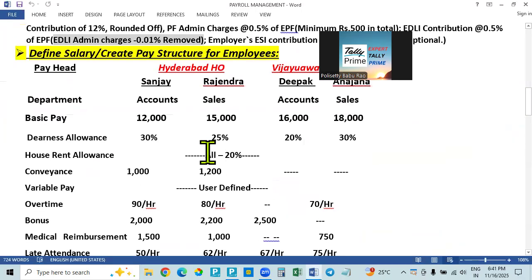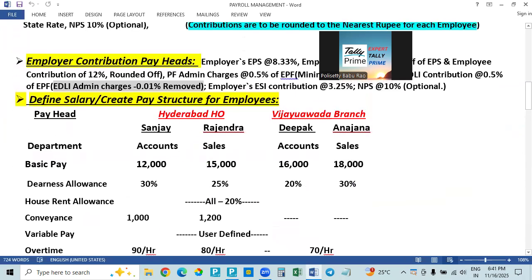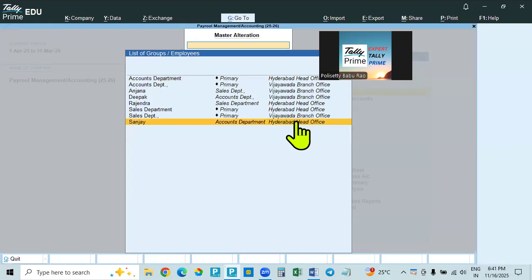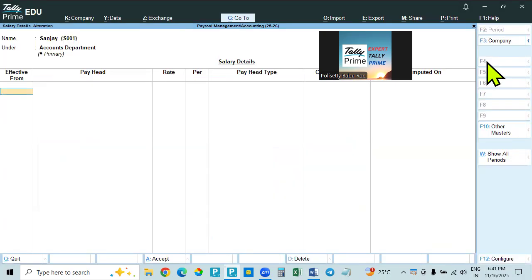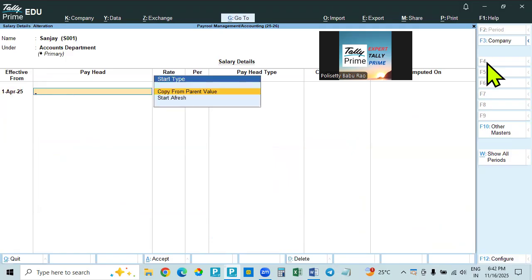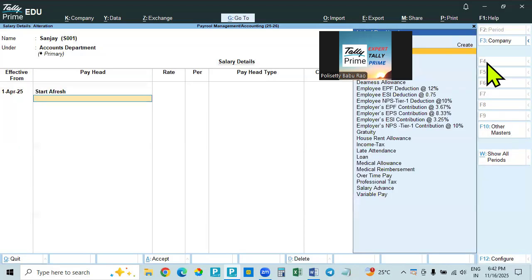First of all, we will take up, see here, the Hyderabad head office, Sanjay, accounts department. We will take Sanjay. This is the year beginning, 1st April 25. Here, if you take start afresh, it means entering everything freshly again. So all these we have to enter.